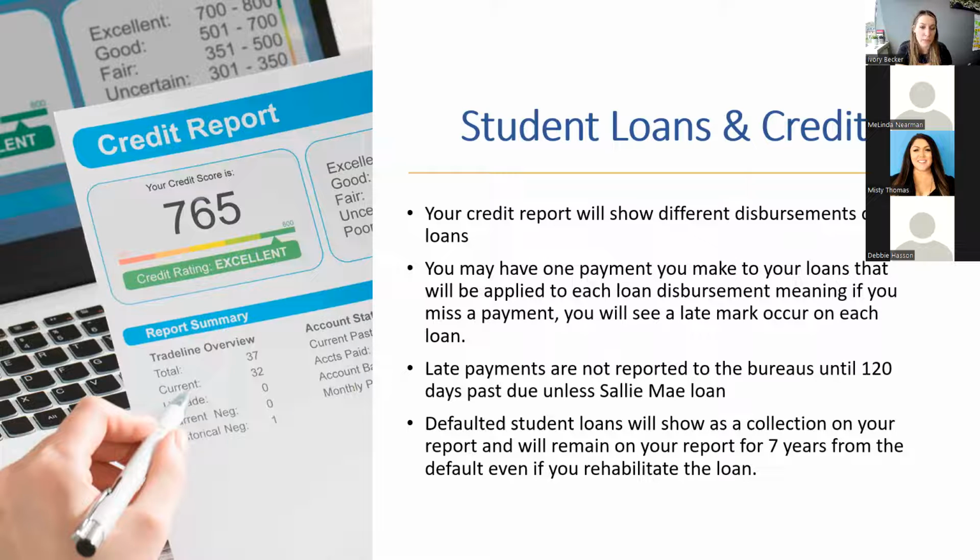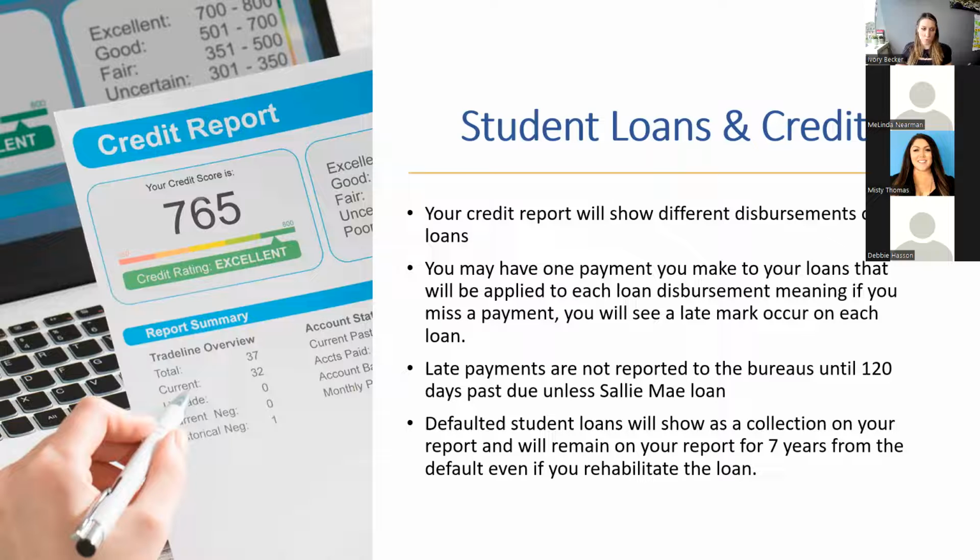If you have Sallie Mae loans, which are going to be older student loans, they do start reporting to the credit bureaus a bit sooner. They report at 60 days past due. So keep that in mind. And if you are someone who has not paid your student loans for a set amount of time and they go into what's known as default status, which essentially is just saying they're now in a collection account with the federal government, you'll stay in default until you go through loan rehabilitation.